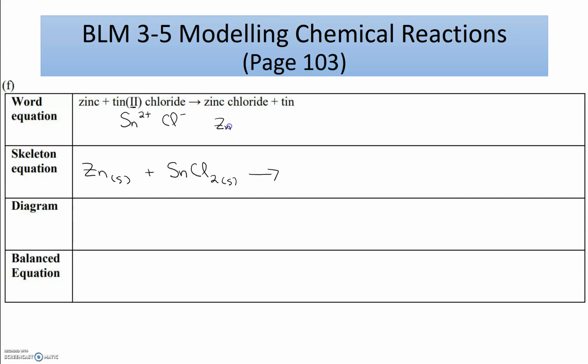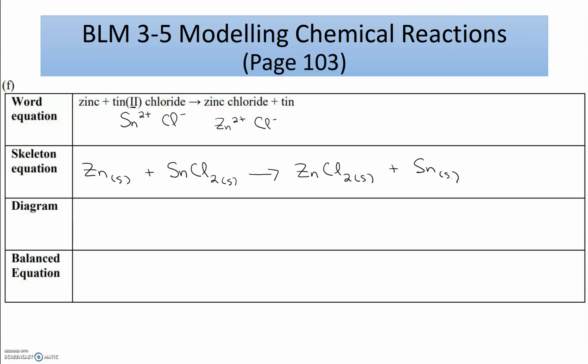Zinc makes the 2+ cation. Chloride, we already know, is the 1- ion. Crisscross, my neutral compound is 1 zinc cation and 2 chloride ions. And then I've got tin metal all by itself.